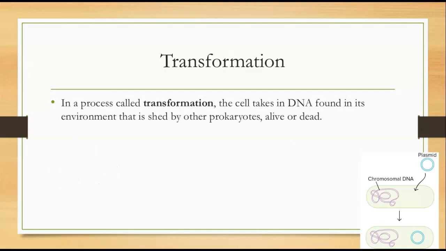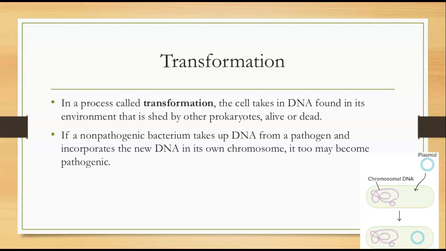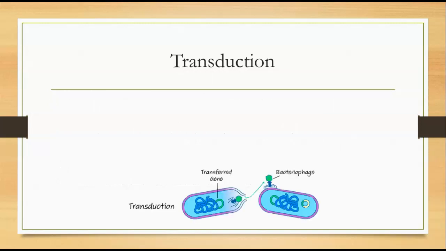So transformation: the cell takes in DNA found in its environment that is shed by other prokaryotes that are either still alive or dead. If a non-pathogenic bacterium takes up DNA from a pathogen and incorporates that new DNA into its own chromosome, it too may become pathogenic. Of course, a pathogen is an organism that causes a disease.